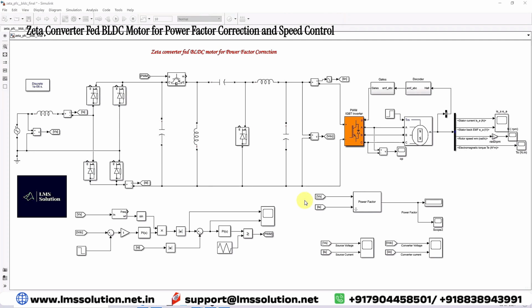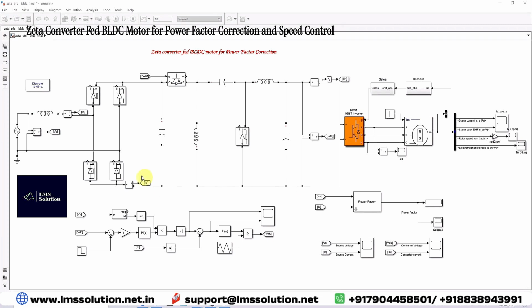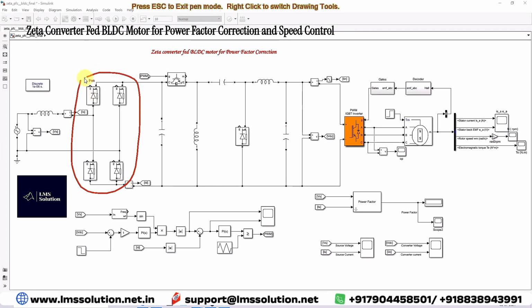Here we will implement a power factor correction circuit. Why do we go for power factor correction? Because here we are using a diode rectifier, this one. When we use this diode rectifier, what will happen? The nature of the source current is going to change.